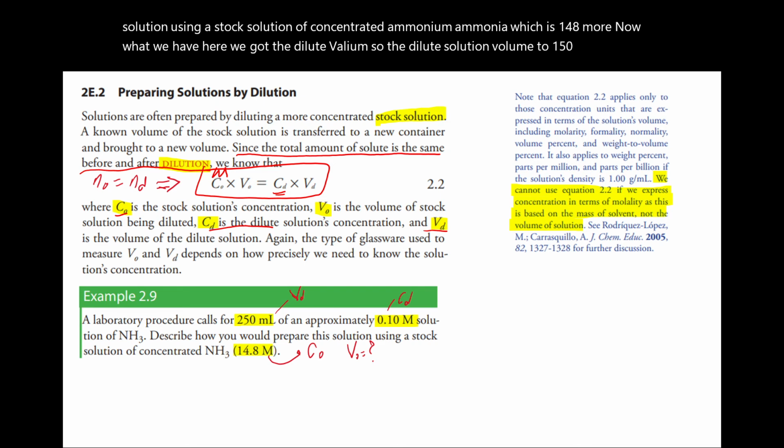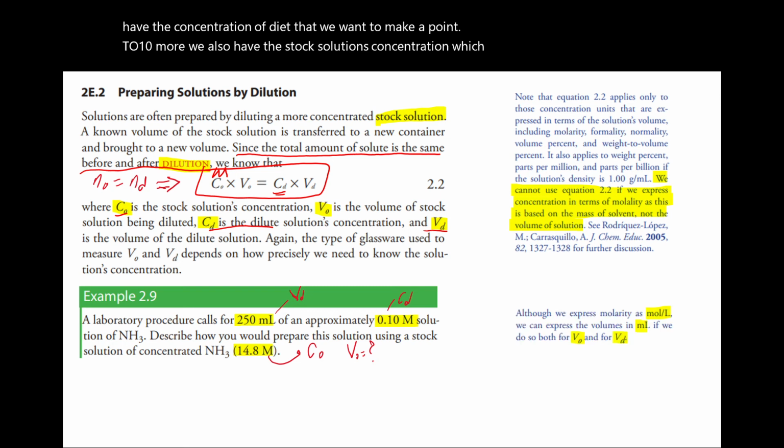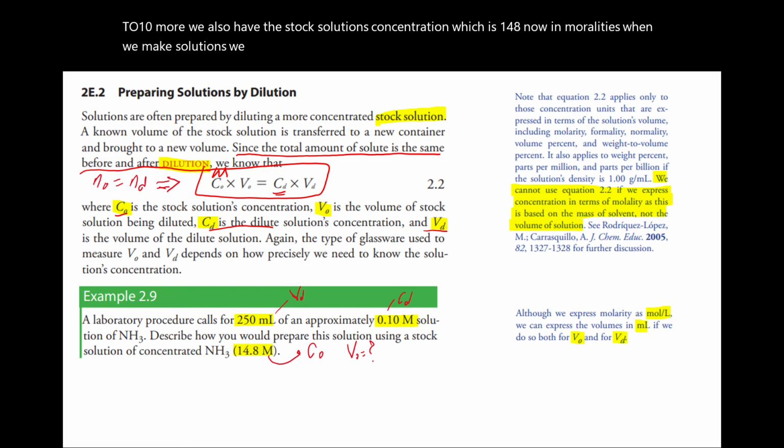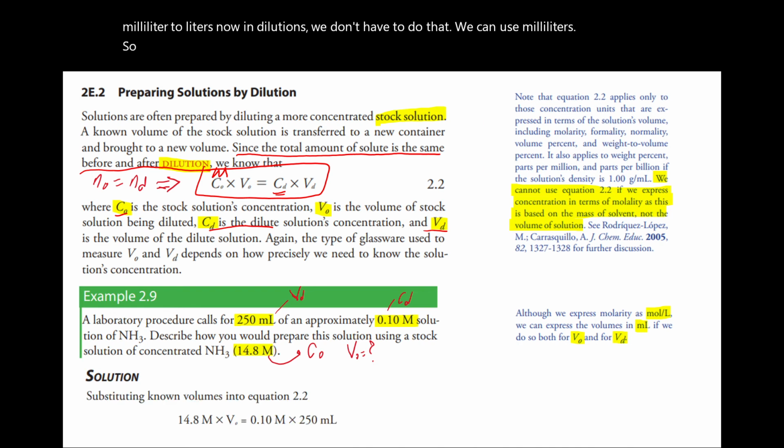We have the concentration of dilute that we want to make, 0.10 molar. We also have the stock solution's concentration, which is 14.8. Now in molarities, when we make solutions, we mentioned that we have to convert the volume from milliliters to liters. Now in dilutions, we don't have to do that. We can use milliliters.